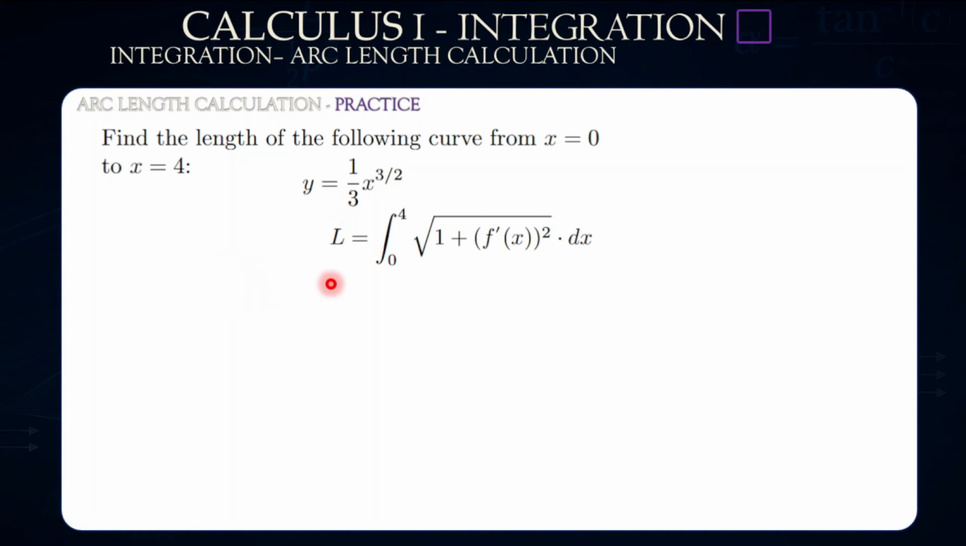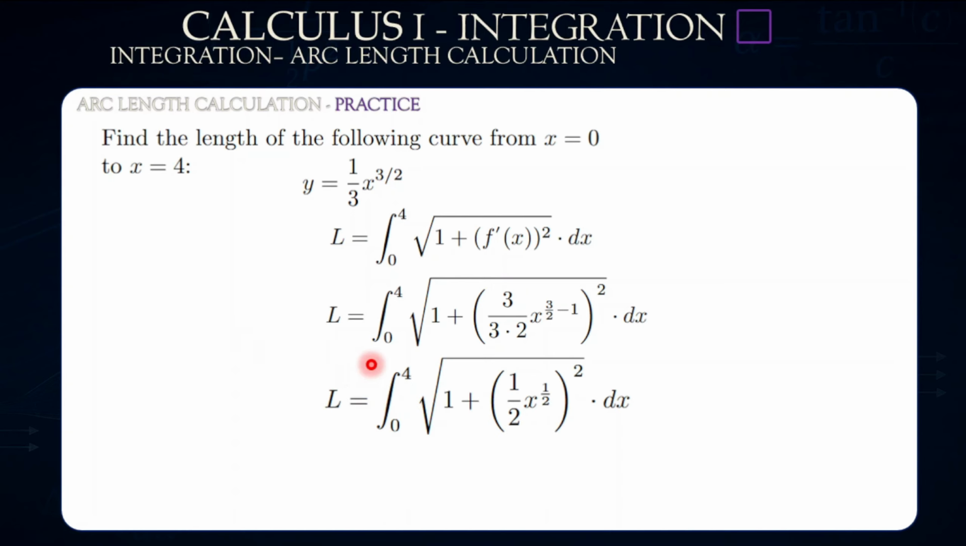L is equal to the integral from 0 to 4 of the square root of 1 plus f prime of x, the derivative of f, squared, dx. L equals the integral from 0 to 4 of the square root of 1 plus the derivative of f(x), which is 3 divided by 2 times 1/3 of x to the power of 3 divided by 2 minus 1, squared, dx. L equals the integral from 0 to 4 of the square root of 1 plus 1/2 x to the power of 1/2, which is root x, squared, dx, equal to the integral from 0 to 4 of the square root of 1 plus 1/4 x dx.